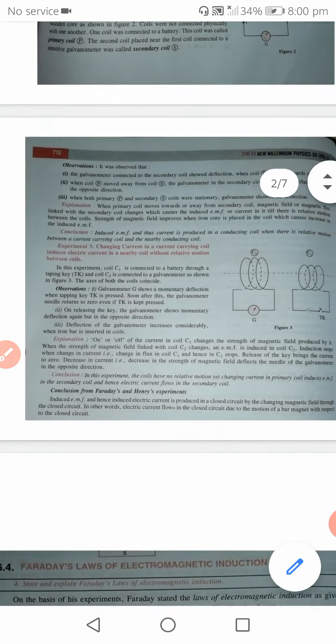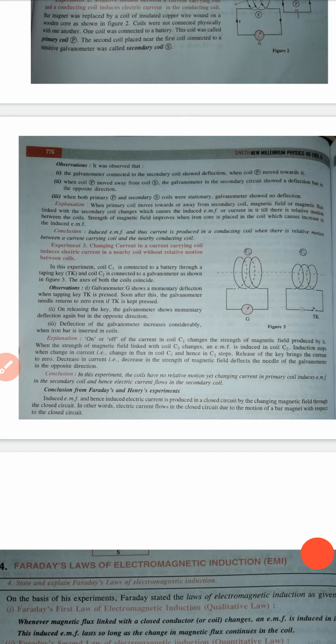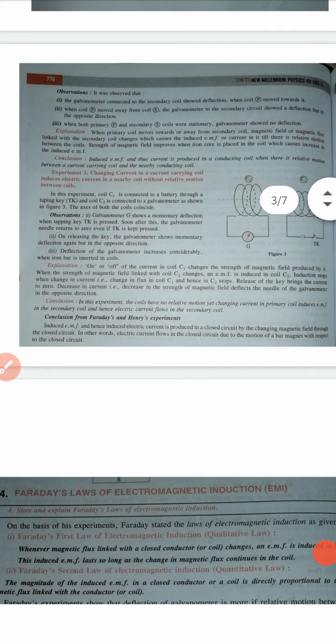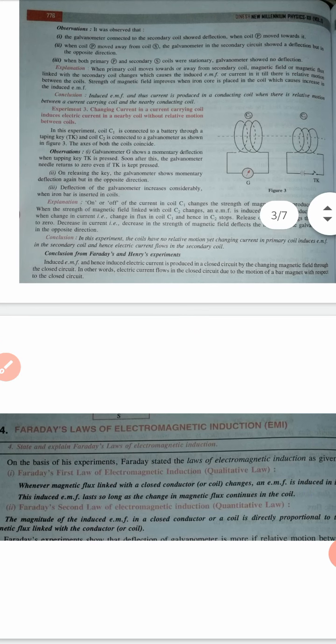Okay, and that's what is written here. Finally, the conclusion. The conclusion is that induced EMF, and hence induced electric current, is produced in a closed circuit by the changing magnetic field through the closed circuit. Changing magnetic field or magnetic flux, whatever you say, it's representing the same thing in this case. So change in magnetic field or change in magnetic flux.